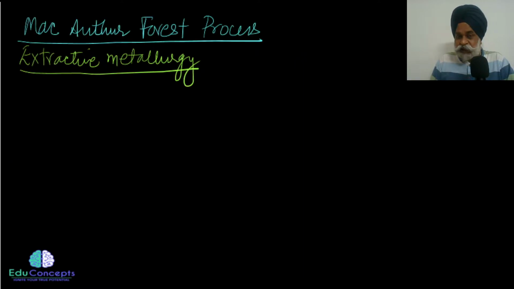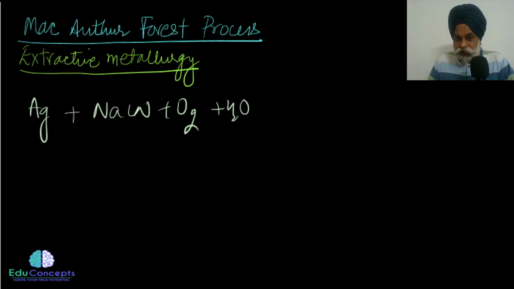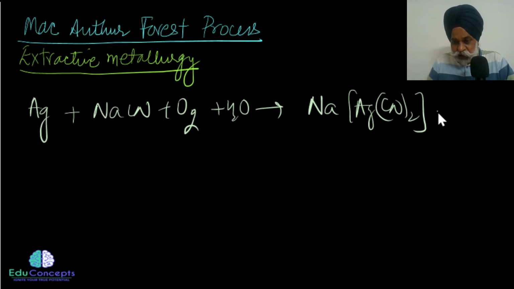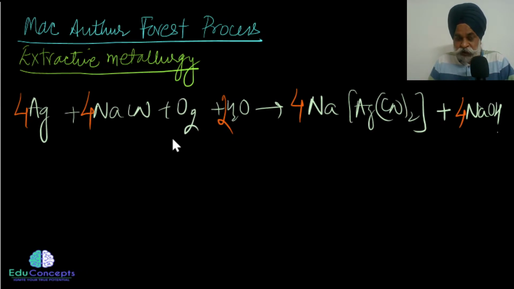As a matter of fact, here I would just cover the MacArthur-Forrest process, a process where you do the leaching of impure silver, or gold. Silver is treated with sodium cyanide along with oxygen and water to make a water soluble complex of this type, Na[Ag(CN)2], along with the loss of NaOH. If I hurriedly do the balancing, this is 4, this is 4, and here you would get 4 and 4. So this particular reaction is quite an important one.